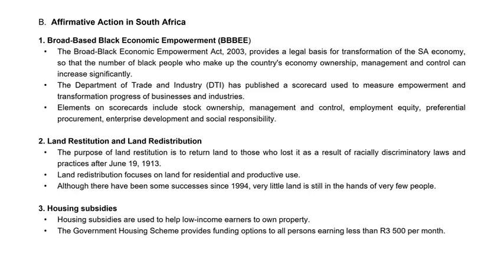Although there have been some successes since 1994, very little land is still in the hands of very few people. And even with the residential property where they've discovered, yes, this property, and people could show the proof that the property belonged in their families, and obviously the property is now being developed and used for other purposes, so government has promised to pay them whatever the current market value of the property is, but those wheels turn very slowly, so people are still waiting to see the money owing to them.